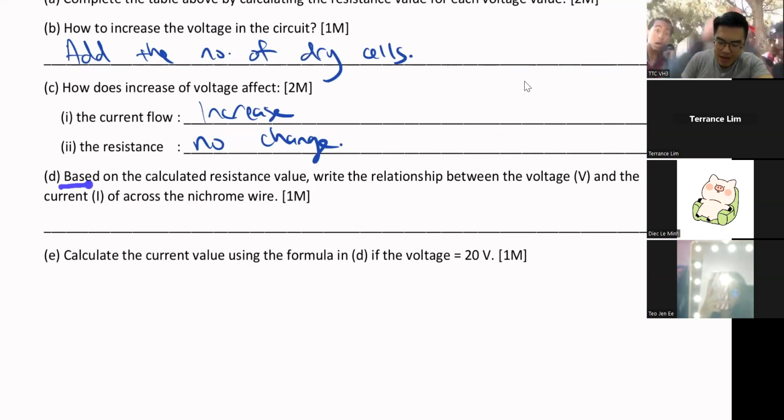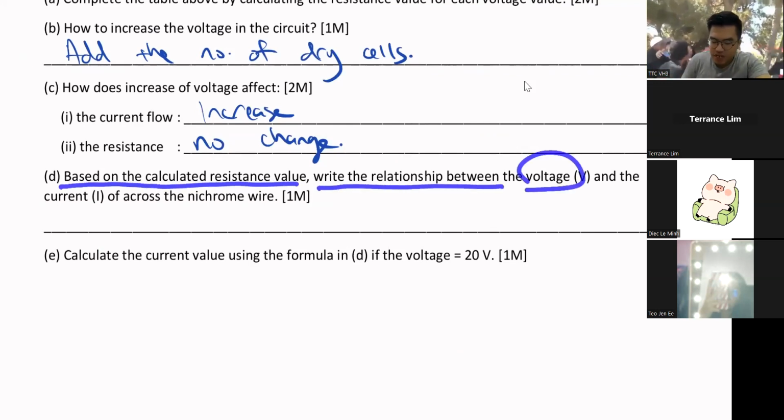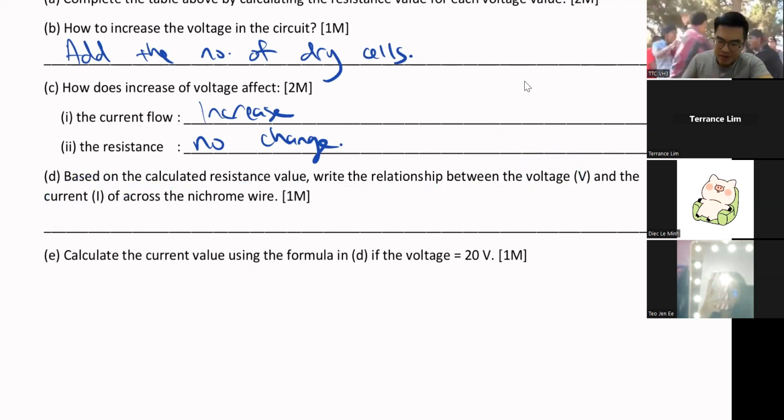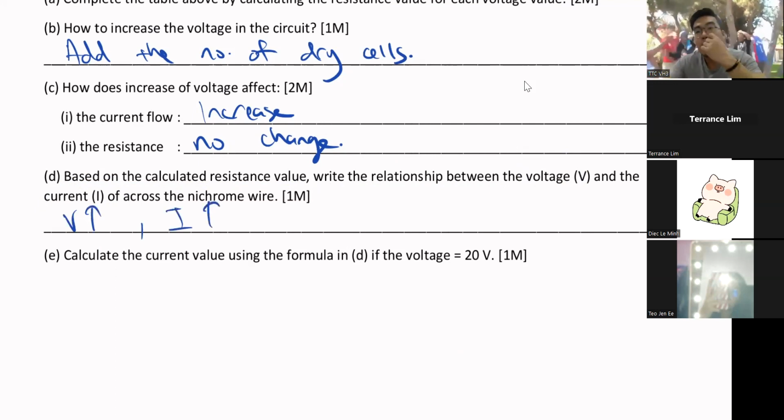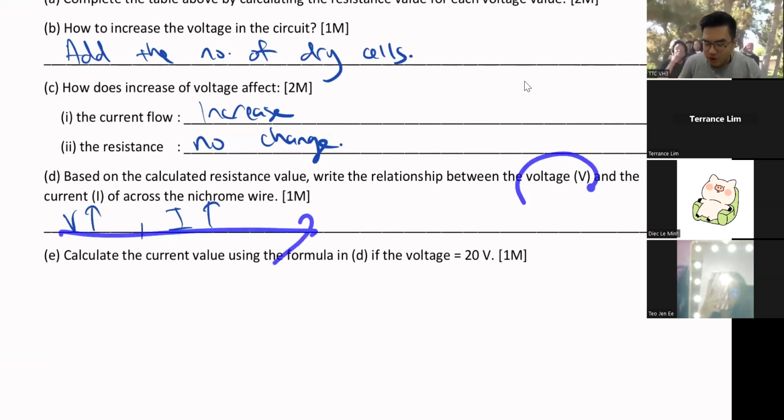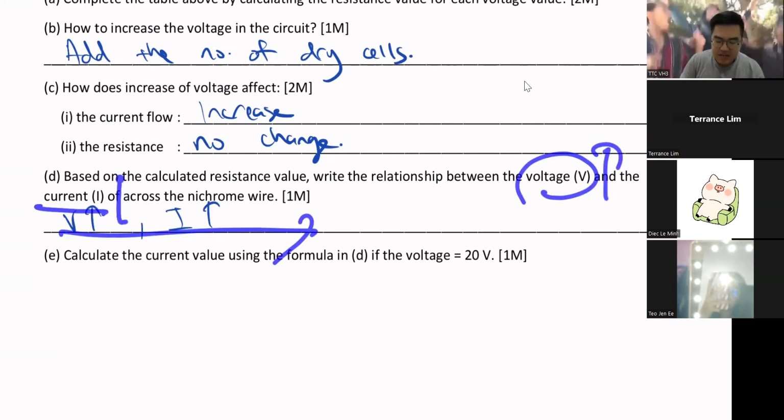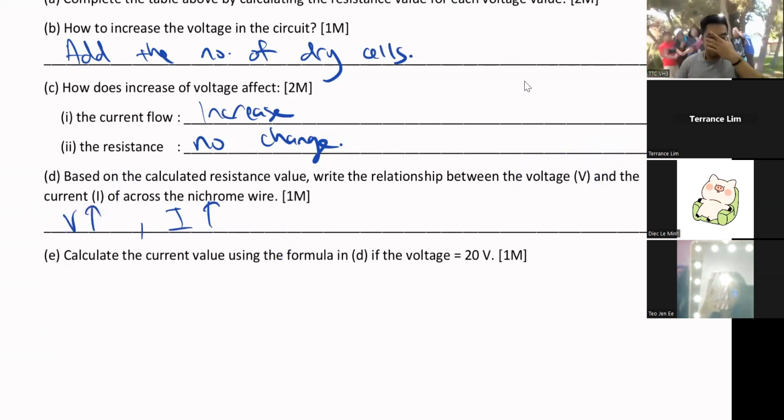So D, based on the calculated resistance value, write the relationship between voltage and current. So as voltage increases, current increases. I'm just lazy here. In the exam, please write the full answer: when voltage increases, current increases. Common sense.